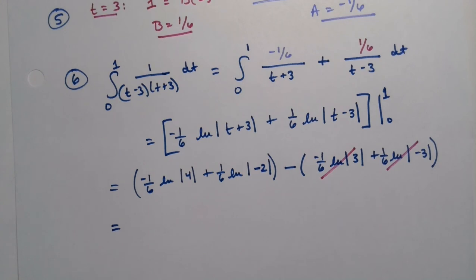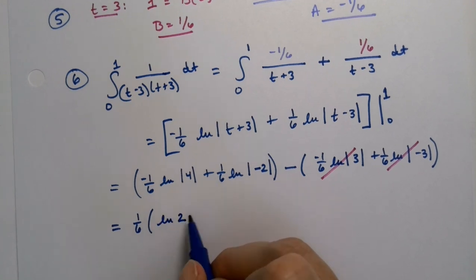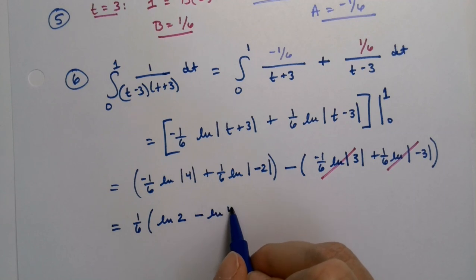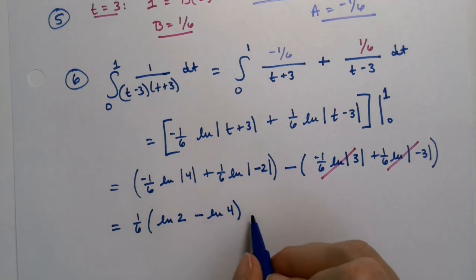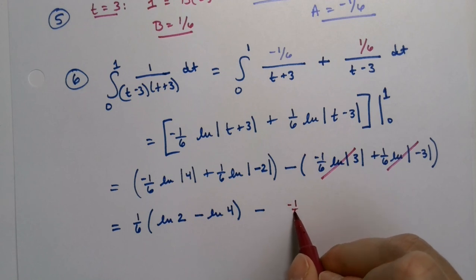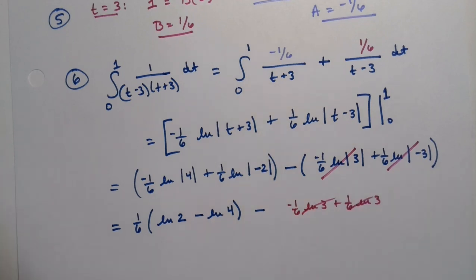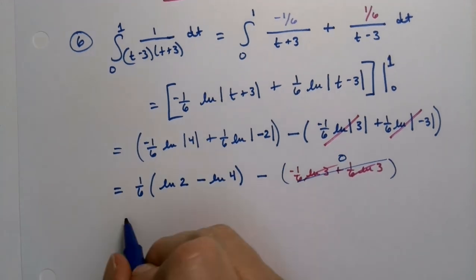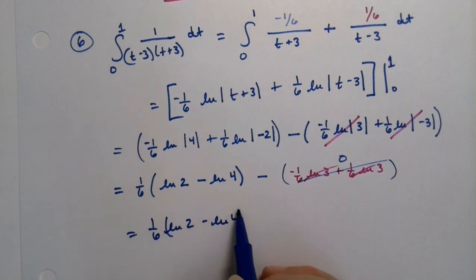So that just leads me to the numbers in front. Let me factor 1/6 out of this, and I'm actually going to reverse the order. So this is the natural log of 2 minus the natural log of 4. And I don't need the absolute value anymore because I turned this positive. If you want to see what's happening here, it's negative 1/6 natural log of 3 plus 1/6 natural log of 3, and they're gone. So that whole thing is 0. All right, so this is the answer. It's 1/6 times the natural log of 2 minus the natural log of 4.